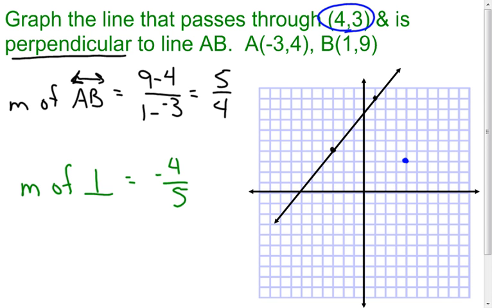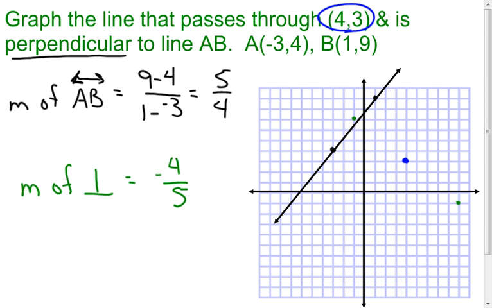Well, that tells me direction where to go from any point that's on my line. I know the blue point is on my line, so what I'm going to do is go up 4. 1, 2, 3, 4. And then being it's negative, I'm going to have to go back to the left. 1, 2, 3, 4, and 5. So here's going to be another point on my line. Now, I could also go down 4, 1, 2, 3, 4, and to the right 5, 1, 2, 3, 4, 5. So here's another point that will be on my line.